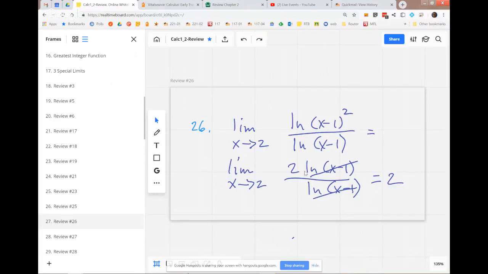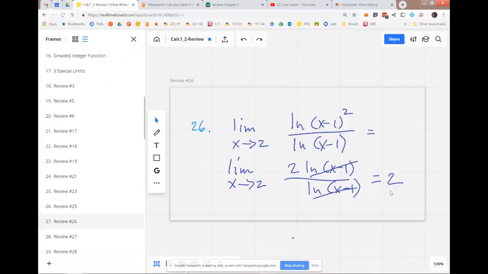Well, once you've got that down, now I've got the top factor 2 times the natural log of x minus 1. I can cancel the natural log of x minus 1. Hey, it's just a 2. Would that have worked out if you had written it as natural log of x minus 1 times natural log of x minus 1 on the top? Yes, it would have. Okay.